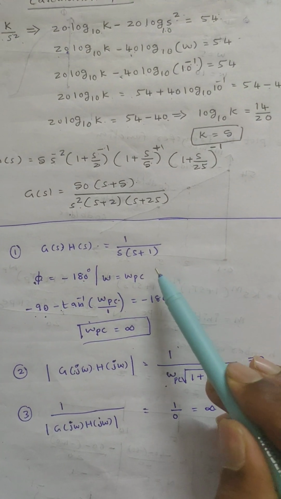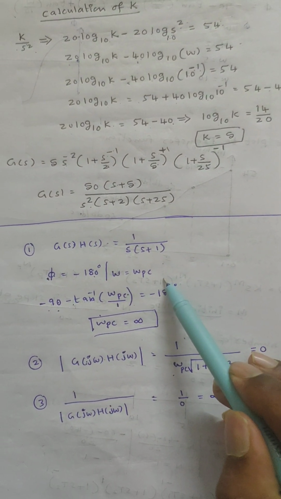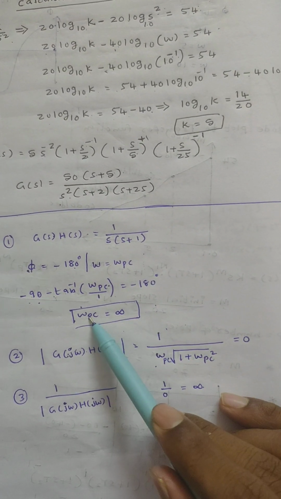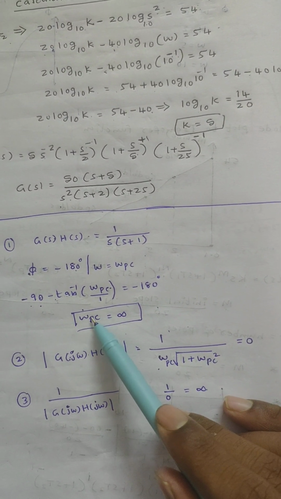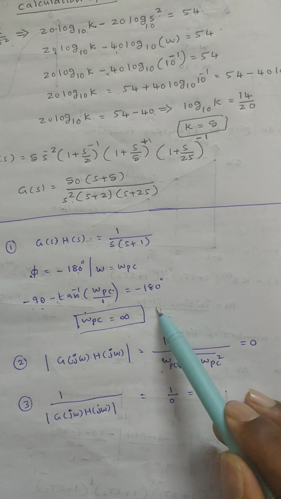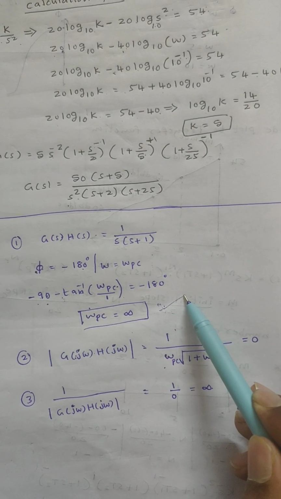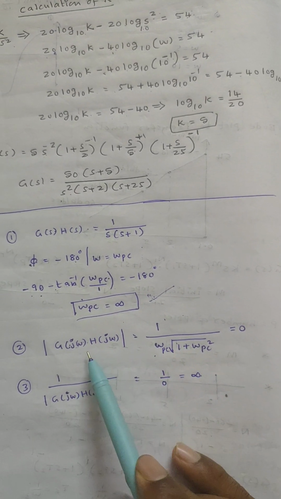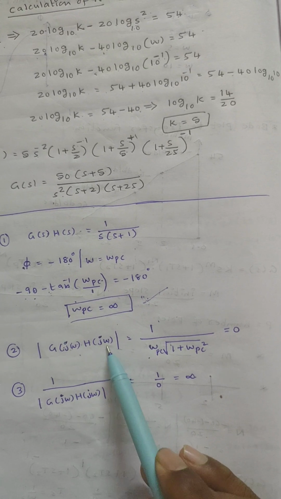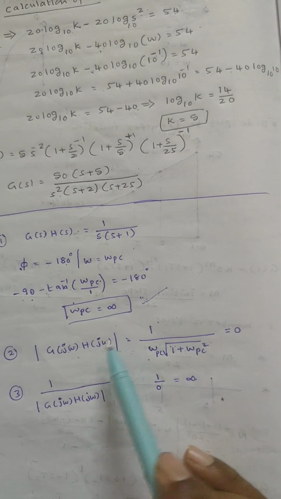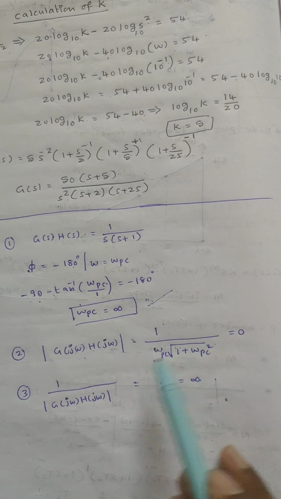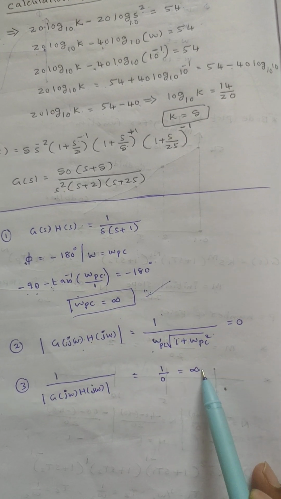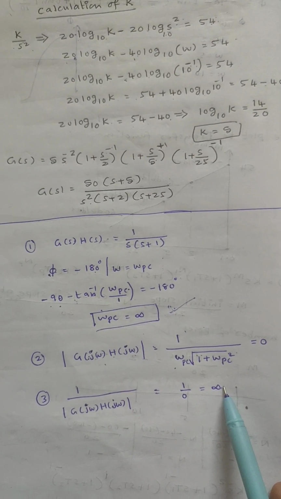To calculate gain margin, step 1 is we need to equate phase angle to minus 180 degrees. At that point we need to calculate the phase crossover frequency. Gain margin is always calculated at the phase crossover frequency, so first we need to calculate the phase crossover frequency. After that, that phase crossover frequency will be substituted in magnitude of G of j omega into H of j omega. 1 by magnitude of G of j omega into H of j omega is nothing but gain margin. Here gain margin is infinite.